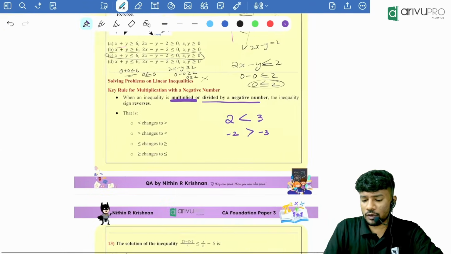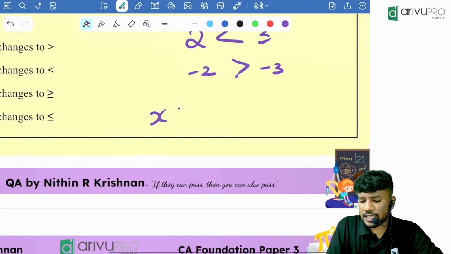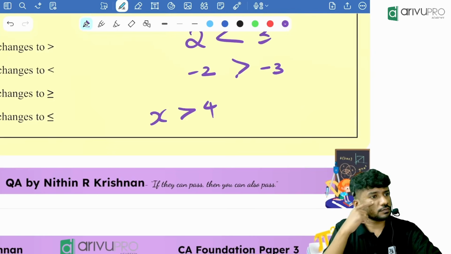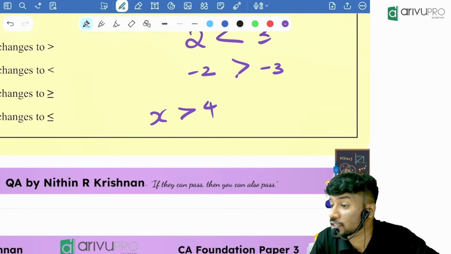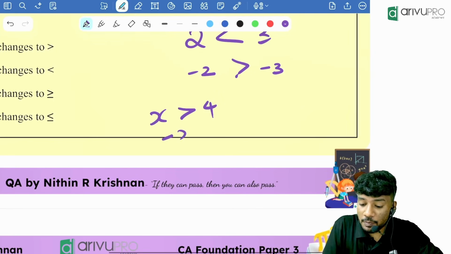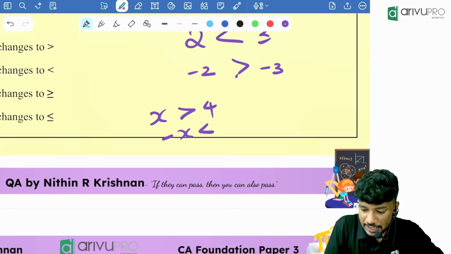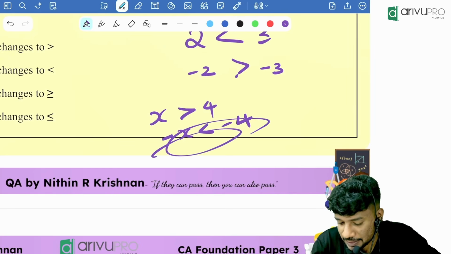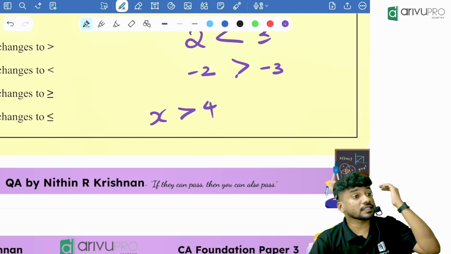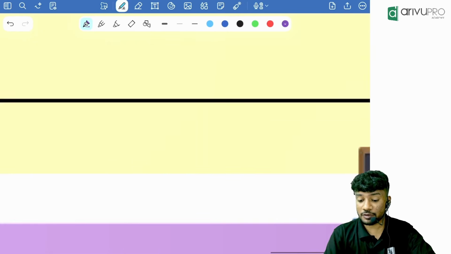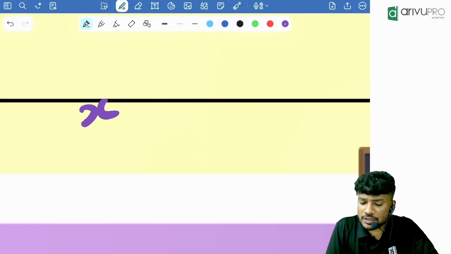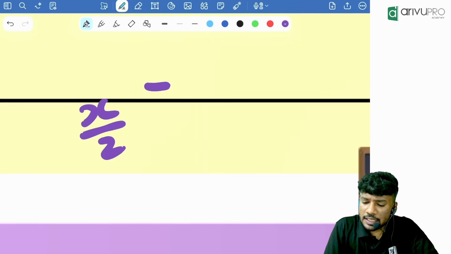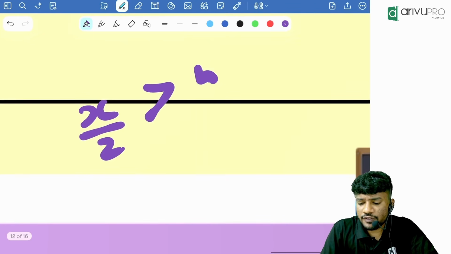Okay. Now people, the question is like this. X is greater than 4. If I multiply both the sides with a negative sign, what will happen now? Minus x will be less than minus 4. You should keep it in your mind. This is important. Then another set of questions which will come for examination will be like this: x divided by 2 greater than 5.